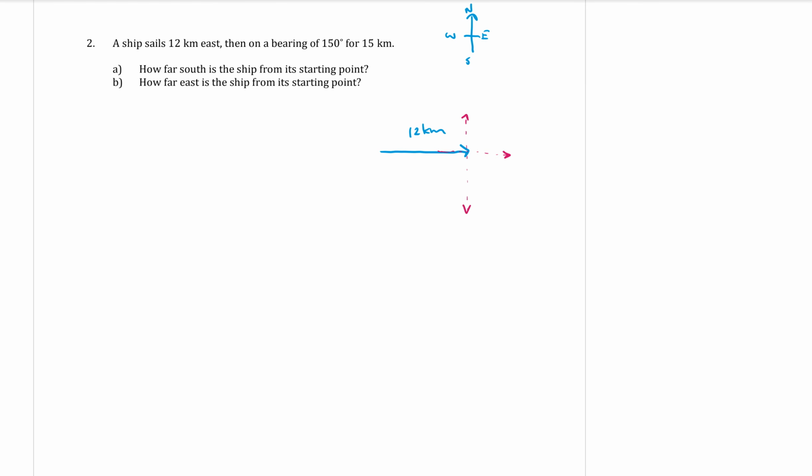180 would be going down, so we don't want to go that far. So 150 would be coming somewhere out this way. And we want to do that for 15 kilometers. Now, your lines don't have to be accurate in length, but usually I like to know that the longer one looks longer. So my 15 kilometer line should look a little bit longer than my 12 kilometer line. Okay, so there it is.